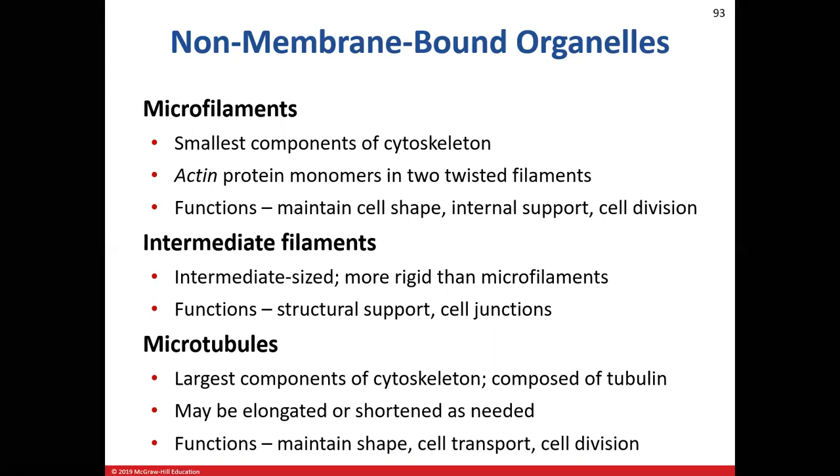And then our microtubules are the largest components of the cytoskeleton. They're going to be composed of the protein tubulin. Oftentimes you'll see that microtubules can be elongated or shortened as needed. And again, similar to some of the other structures, the functions of the microtubules are to maintain cell shape, for cell transport, but also microtubules are going to be involved in cell division.